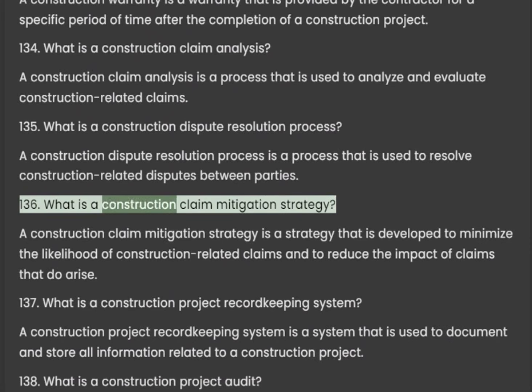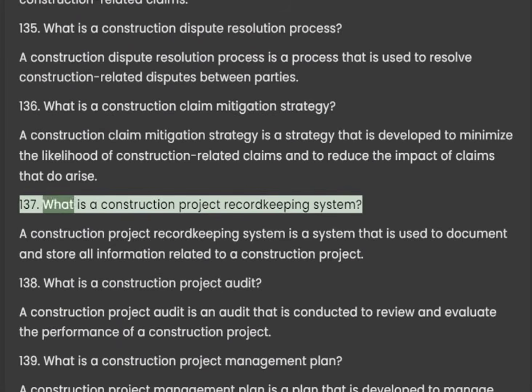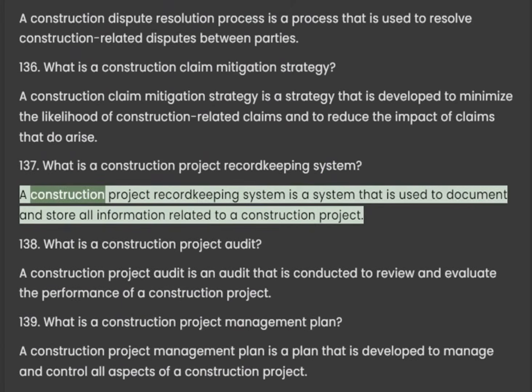136. What is a construction claim mitigation strategy? A construction claim mitigation strategy is a strategy that is developed to minimize the likelihood of construction-related claims and to reduce the impact of claims that do arise. 137. What is a construction project record-keeping system? A construction project record-keeping system is a system that is used to document and store all information related to a construction project.